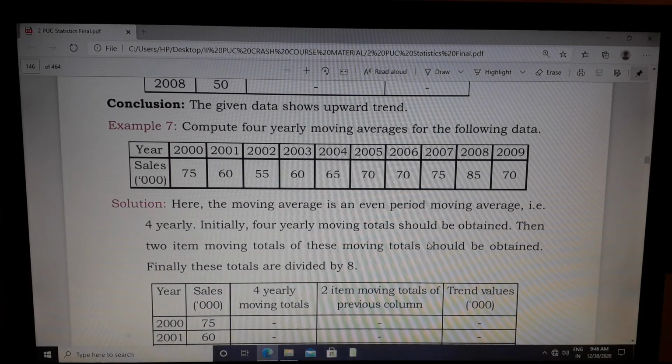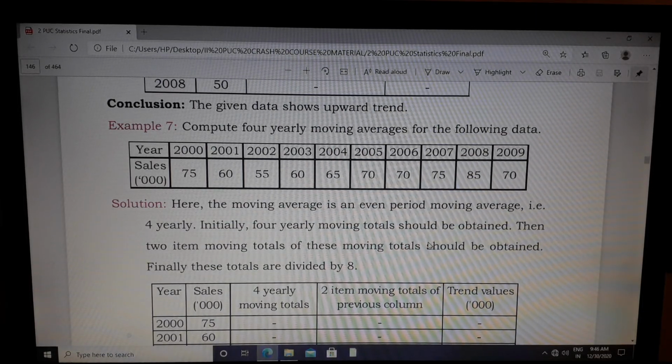Calculate the 4 yearly moving averages for the following data. So 4 yearly moving averages means generally as per the required time point, 4 yearly totals only we will be calculating. But where will the 4 yearly be written? Because in 3 yearly I said from the second term, 5 yearly from the third term, because in 3 yearly the middlemost will be 2 and in 5 yearly the middlemost will be 3. But in 4 yearly it is 2.5, generally we used to say 2.5.